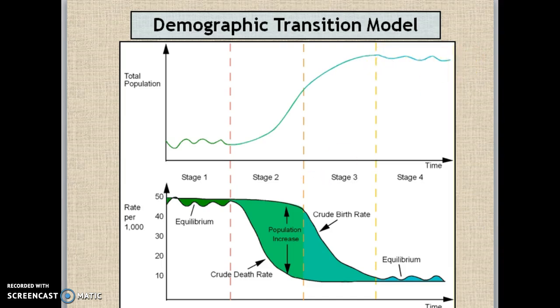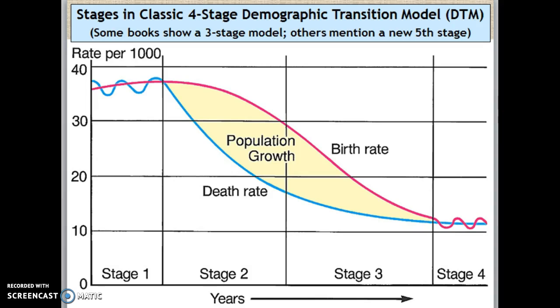So we're going to look at each of these stages and talk about where we see the population increase and what is accounting for it in each stage of this model. Here's the graphic, just looking at the DTM.